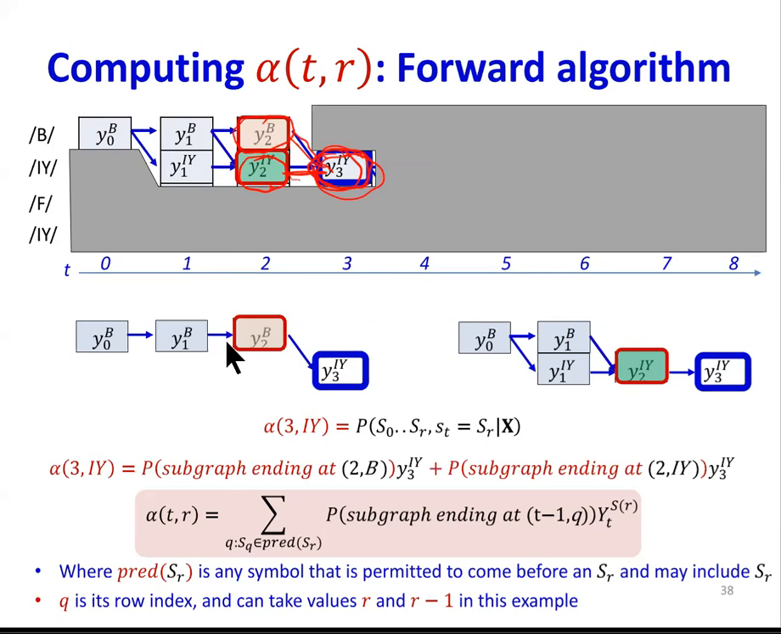Now, I can say in other words that alpha t r is the sum over all parents of this node of the total probability of the subgraph ending at the parent times the probability of this node itself, right? But what is the total probability of all paths ending at the parent?